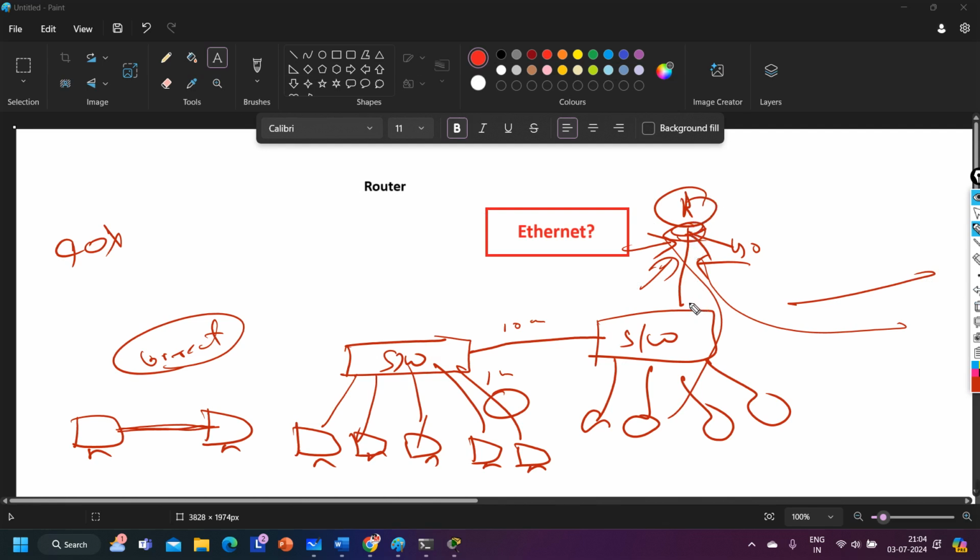Between switch and router? Yes, you can. Fiber cable, and then, guys, internet to router.